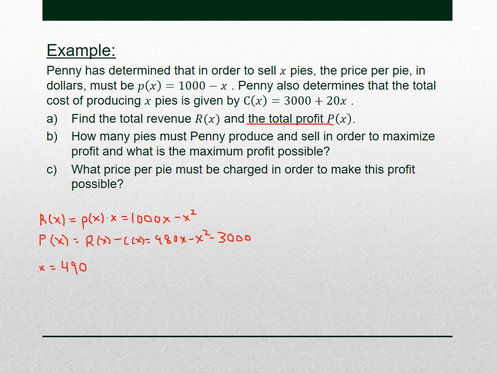You do have to double check here that this gives you a max, and the easiest way to do that is to use the second derivative test, which would give you the second derivative is negative 2, so it is a maximum. All that work needs to be shown, but I'm going to let you guys do that on your own here.